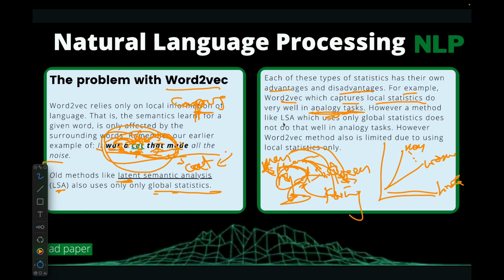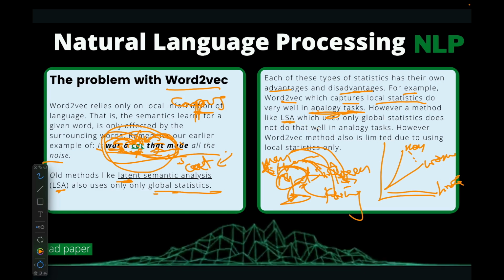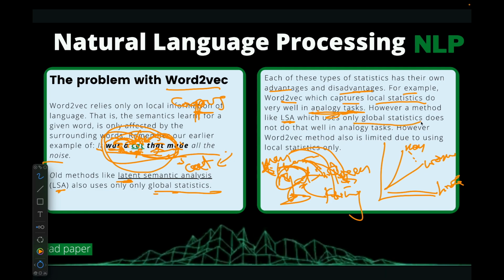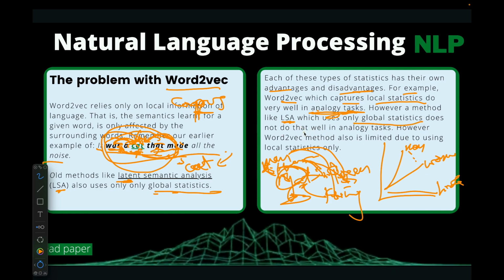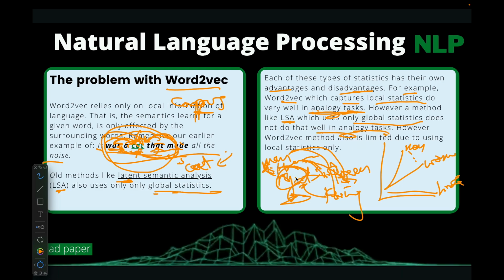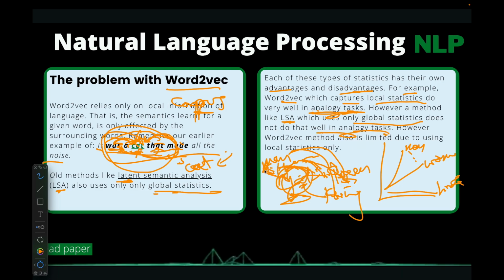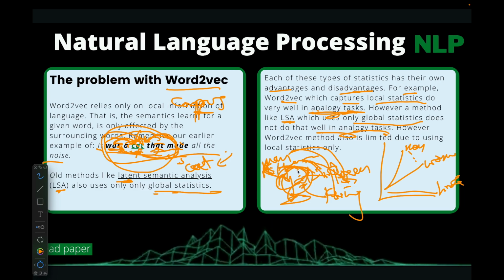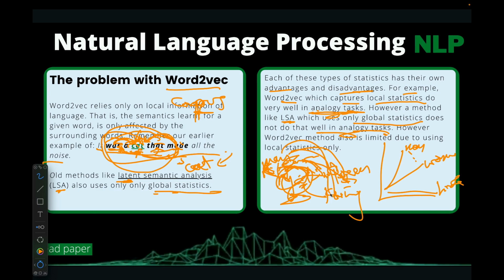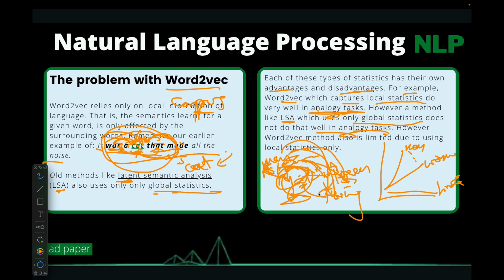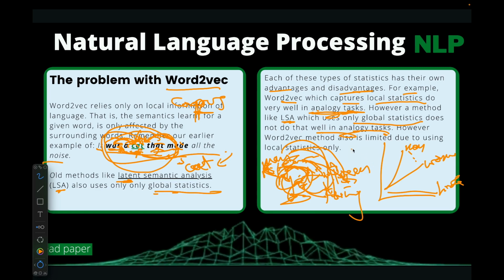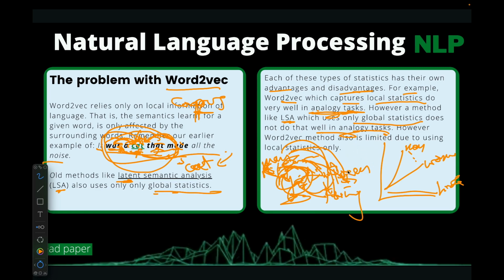However, if you take methods like LSA, which is latent semantic analysis, which uses only global statistics, it does not actually do well when it comes to analogy tasks. Because if you are relating royal to man, although there is some kind of relationship over there, the fact that the person is a man does not mean that the person can become a king, so that the person will be royal. So it does not do very well when it comes to analogy tasks.